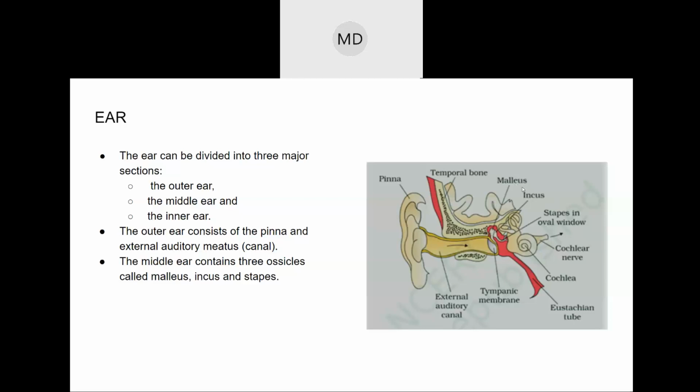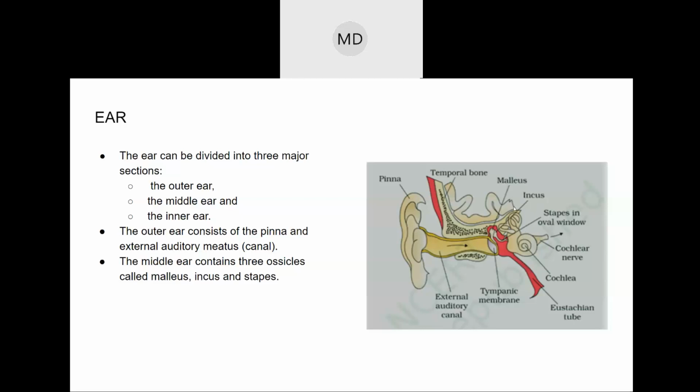Then the outer ear is the pinna and the canal, the whole of it. Pinna is the outer flap of your ear. This is the middle one, and the innermost part is the inner ear. So the ear is divided into outer ear, middle ear, and inner ear. The outer ear has the pinna and the auditory canal, and the middle ear has three parts: malleus, incus, and stapes.